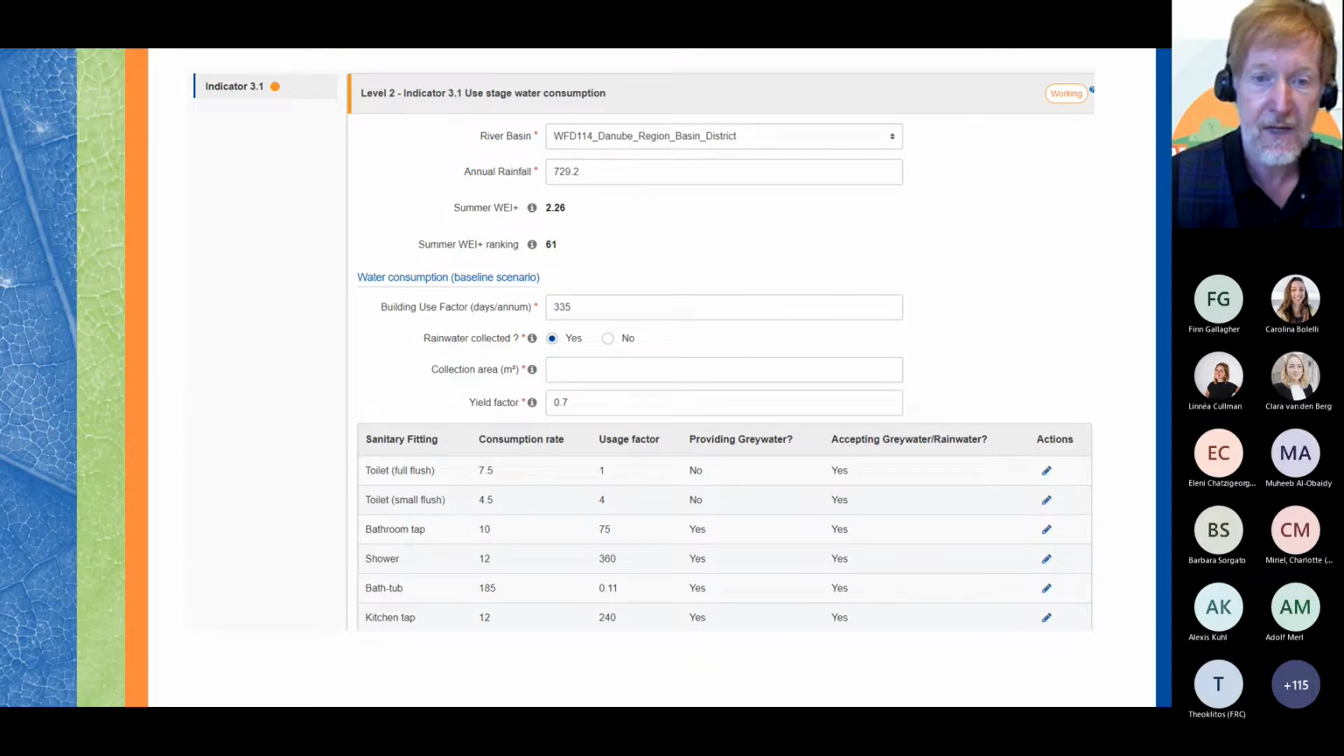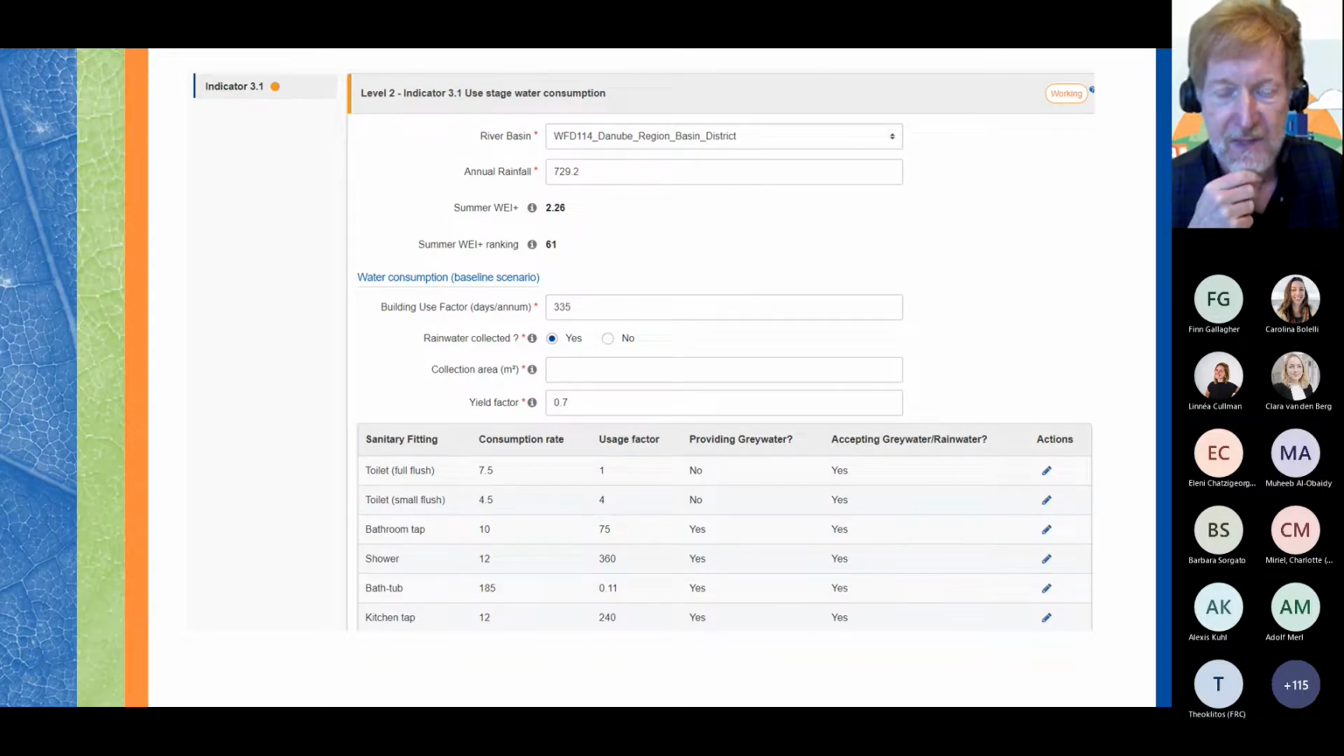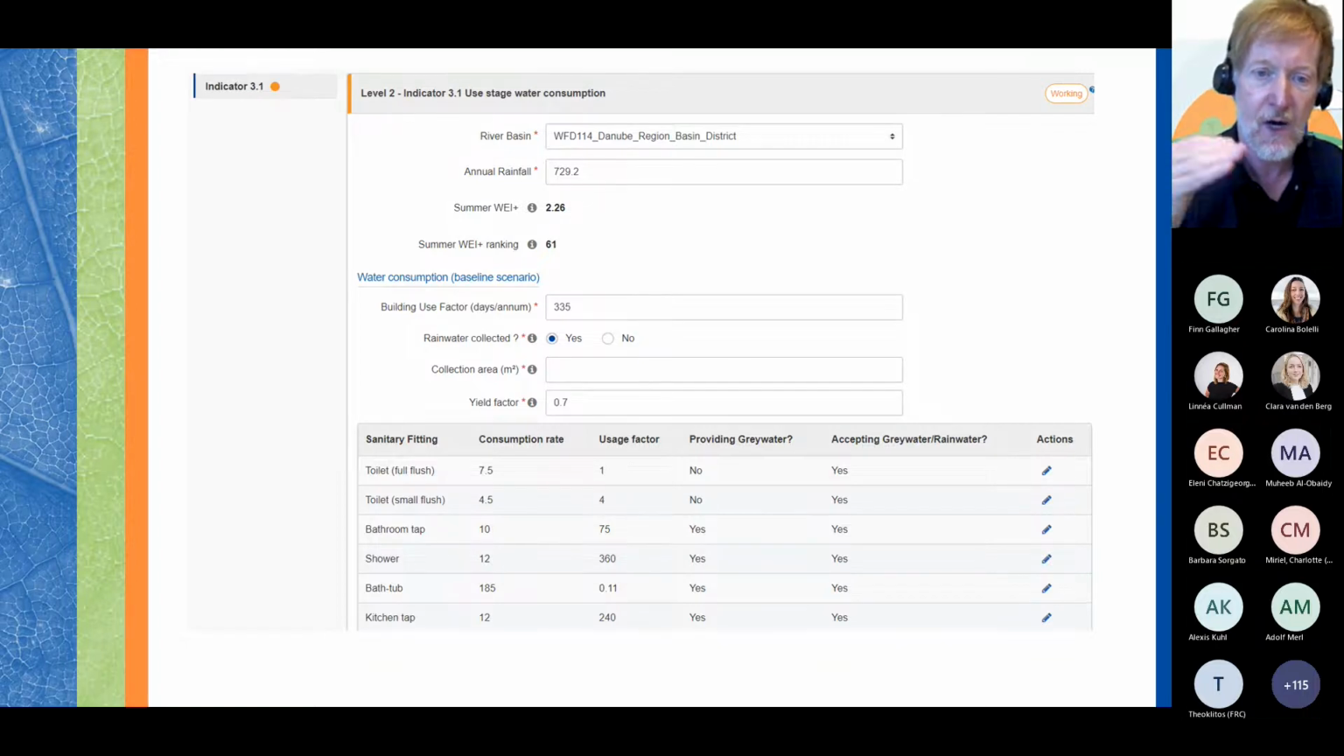Here you see the river basin as an indication. Here you can already get additional information. You see that we have identified specific districts. We have some data that is already available here, so you don't have to dig very deep into this information. There is aggregated data for these first 2 elements. When it comes to the building use factor, so the water consumption as such, the number of days that the building is used, that's a little bit more for you to decide.